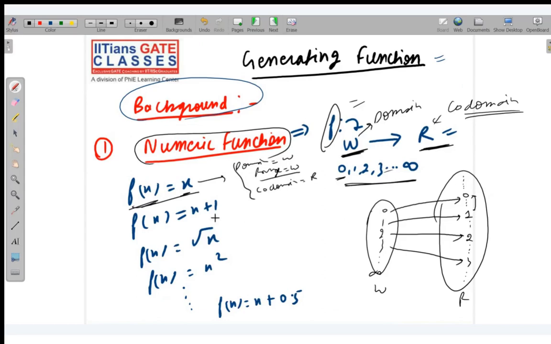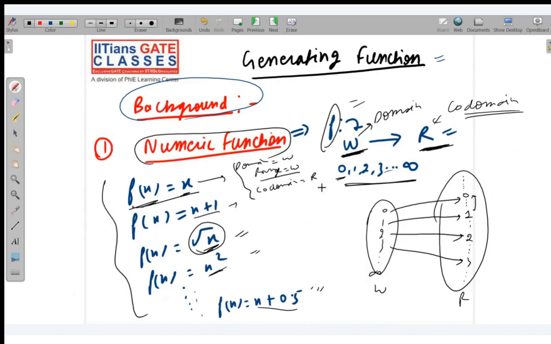Similarly, you can consider f(x) = x + 1, one and the same thing. f(x) = root x, where the domain is whole numbers and the codomain is real numbers. So I think you have got it. x square is also good. Then x + 0.5 is also good, and so on. We can take many functions like this. All these examples are numeric functions.